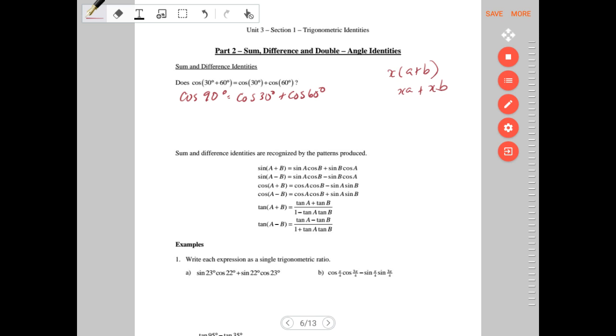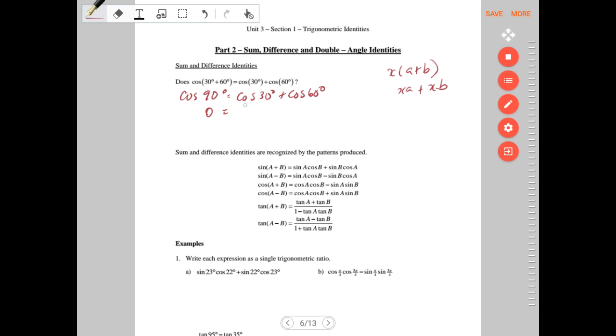Okay, cos of 90 is equal to 0. Cos of 30 is equal to root 3 over 2, and cos of 60 is 1/2. I hate to break it to you, but 0 does not equal root 3 over 2 plus 1/2. So, I don't think that identity works.